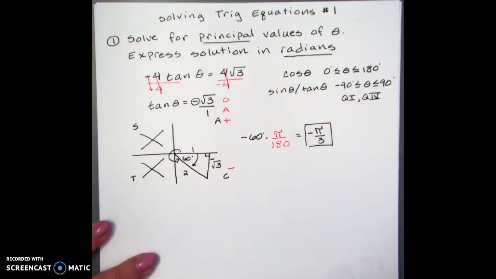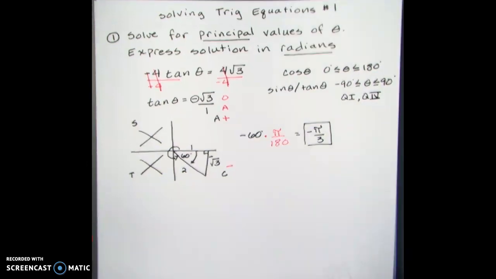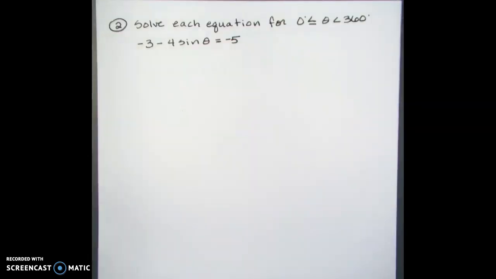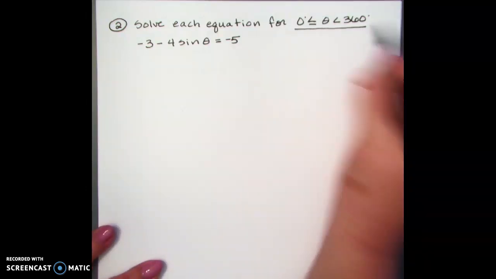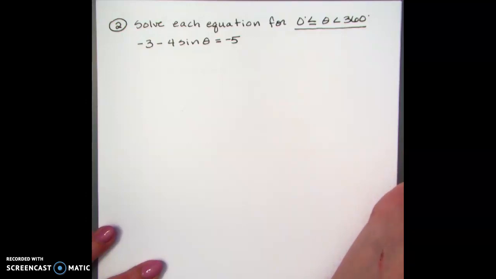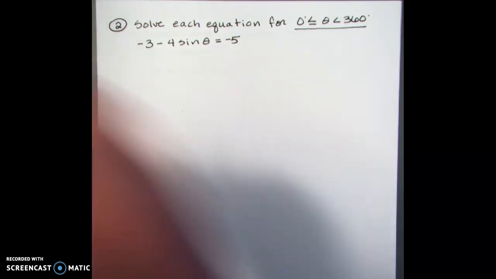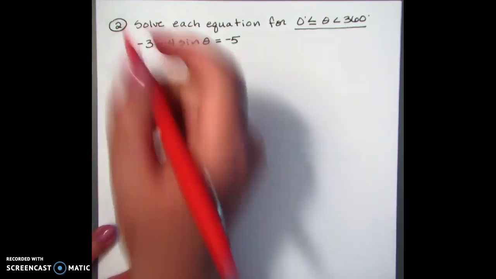All right, so then moving forward, we're going to go ahead and try this one, and notice the directions have changed a little bit because it says that we want it in the first revolution. What that means is I might have more than one answer to this question. So first thing we're going to do is solve for sine of theta.